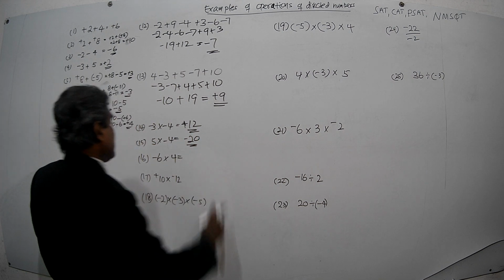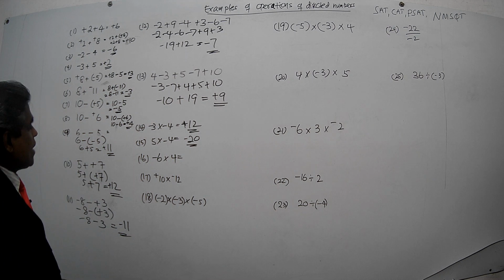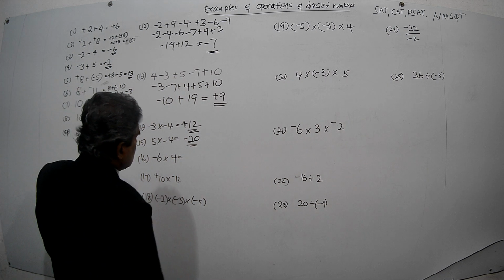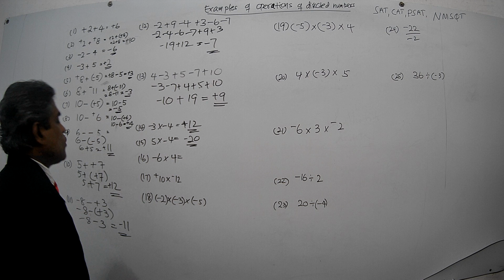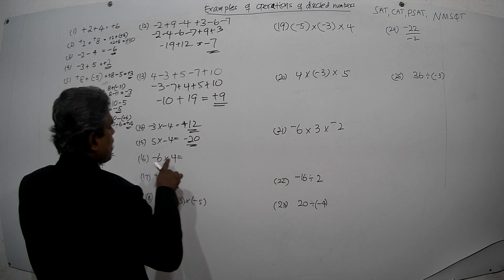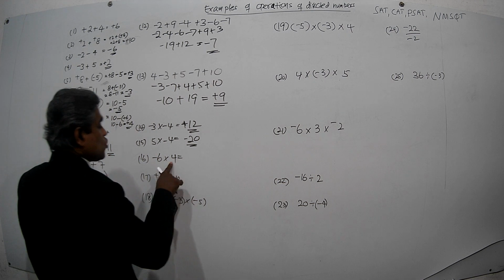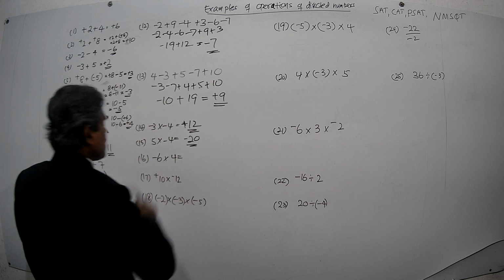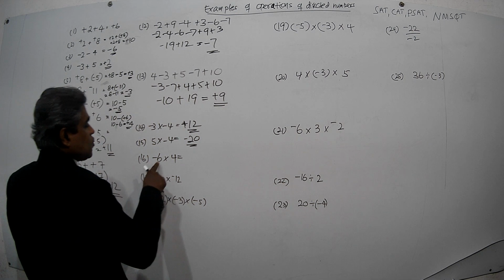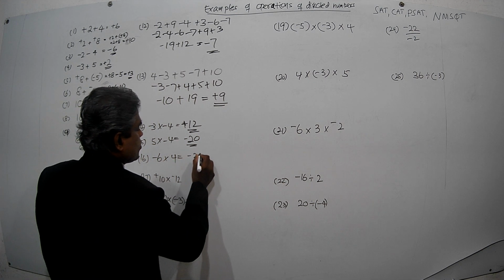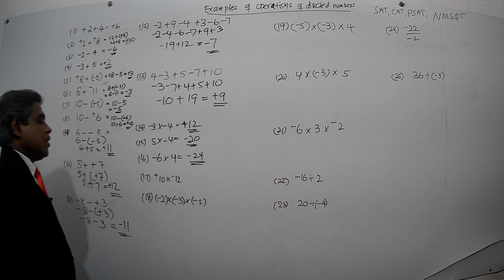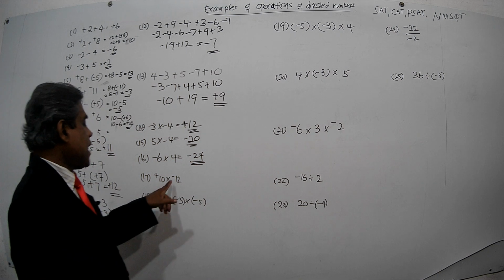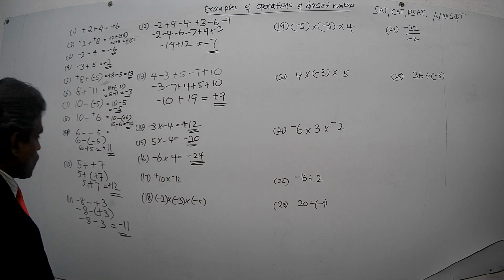The answer is negative. Then minus 6 into 4, again the same thing. One number is negative, the other number is positive. You multiply two numbers of different signs. The answer is negative. 6 times 4, minus 24. Right. Next one, again the same thing. The plus 10 and minus 12. You multiply the two numbers of different signs.